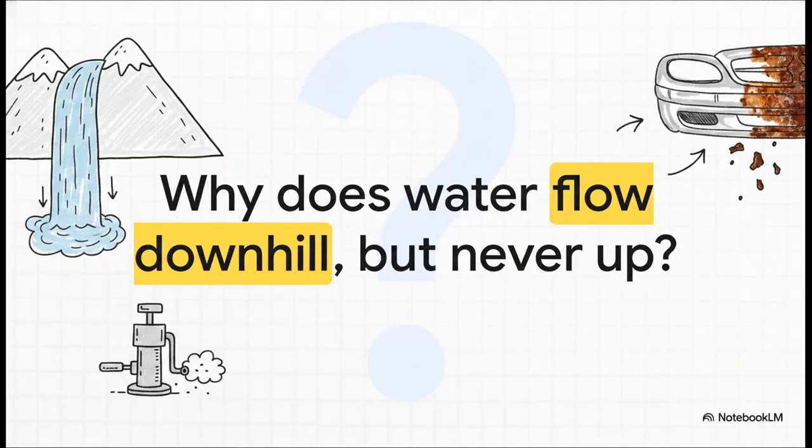Think about it. Why do observable things like water flowing or iron rusting only naturally happen in one specific direction? Like, why does water enthusiastically rush down a mountainside but absolutely requires a pump and external energy to go back up? Or why does a shiny car bumper rust over time, but that rust never just magically reassembles itself back into pristine metal? Well, it all comes down to a crucial concept called spontaneity.